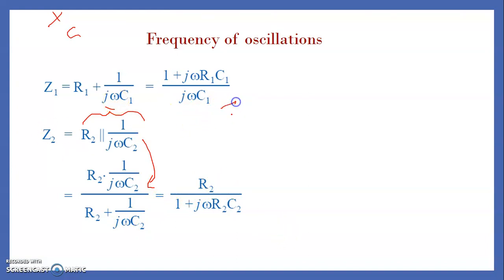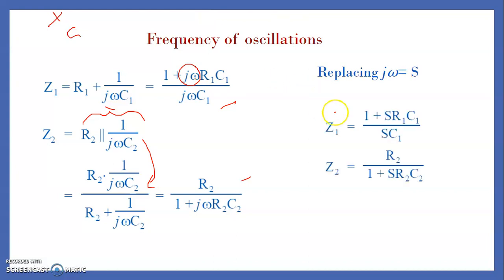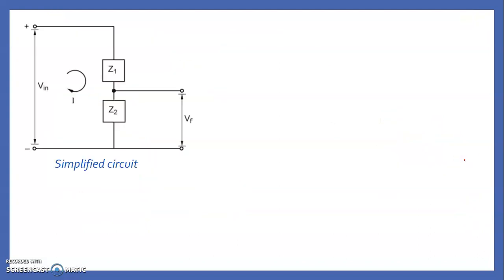In both Z1 and Z2, we are just going to replace j omega with S. I am just converting the omega plane into the S plane. So if I substitute, Z1 becomes equal to 1 plus S R1 C1 divided by S C1 and Z2 becomes equal to R2 divided by 1 plus S R2 C2. Right. So this is going to be the simplified circuit. This is nothing but the series combination of R1 C1. This is the parallel combination of R2 and C2.